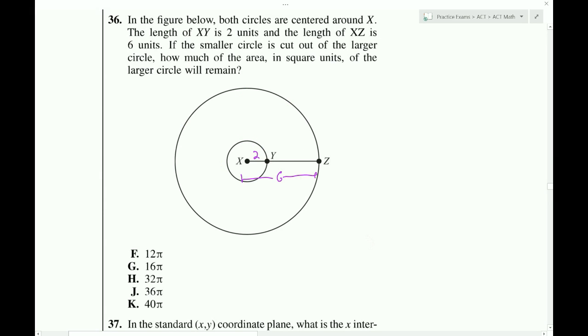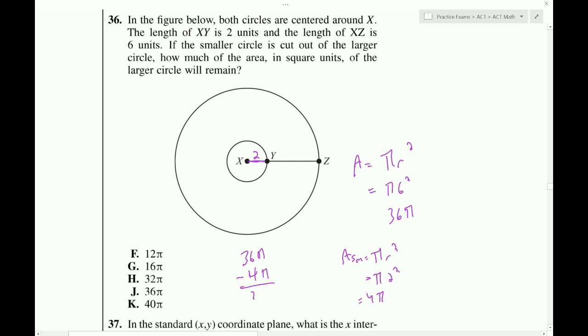So first thing we would do is find the area of the bigger circle, which we use pi r squared. So pi times 6 squared is 36 pi. Next we could do the area of the smaller circle, which again is pi r squared. So that's going to be pi 2 squared. So that's going to be 4 pi, right? Okay. Then we could subtract those areas from one another, and you get that there's 32 pi left over.